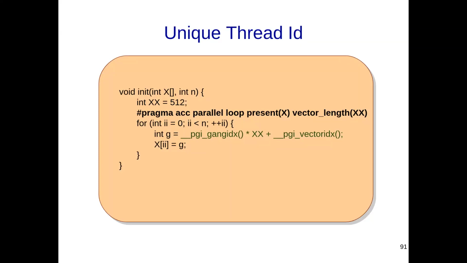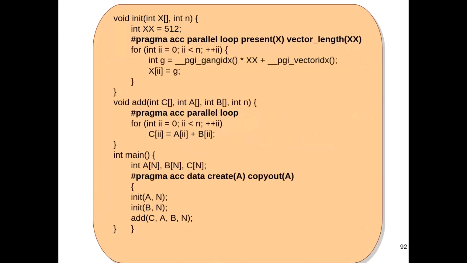Okay, so let's move ahead. So now we know how to compute the unique ID. Let's come back to the vectors. So what does this code do? Can somebody quickly tell me?